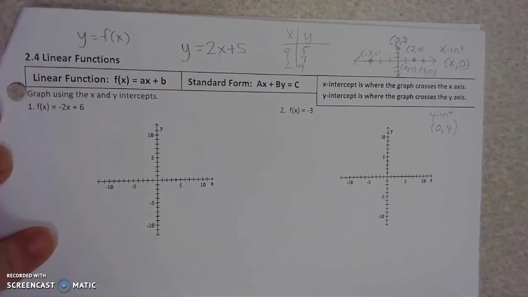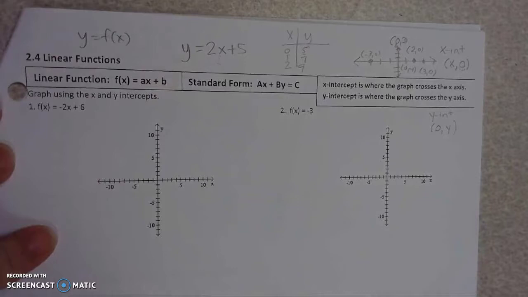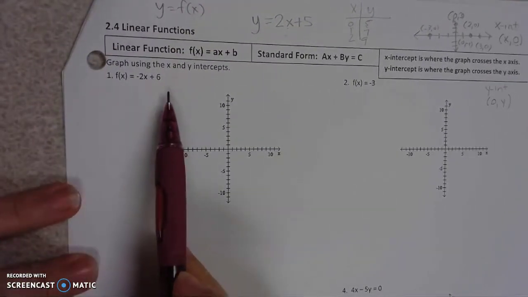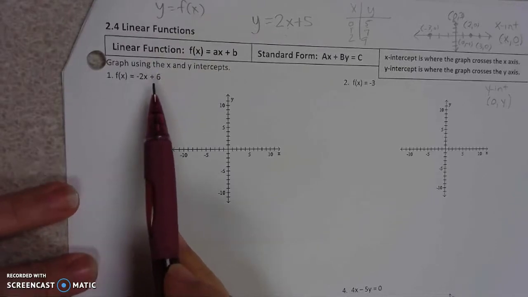Alright, so we're going to go through a couple of equations and just look at what form they're in and decide how we can graph them. Alright, so looking at the first one, it is in the form f of x equals negative 2x plus 6.